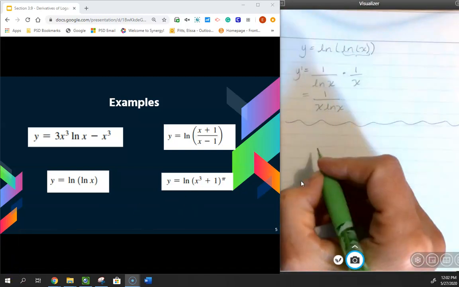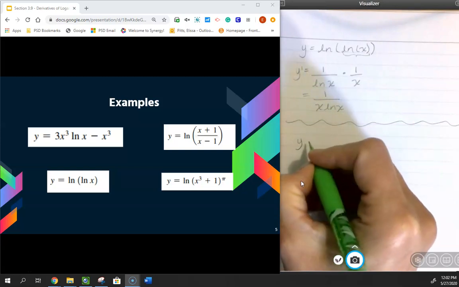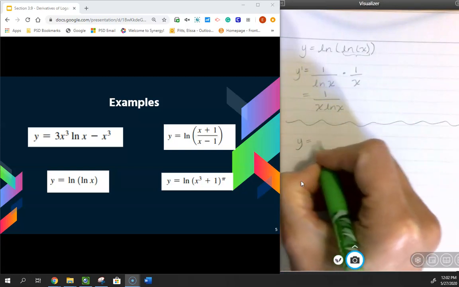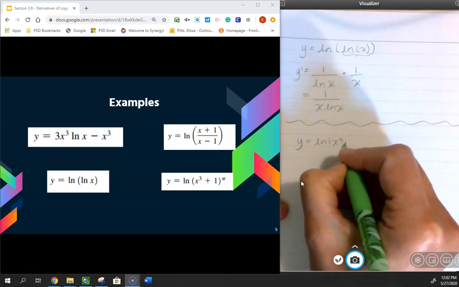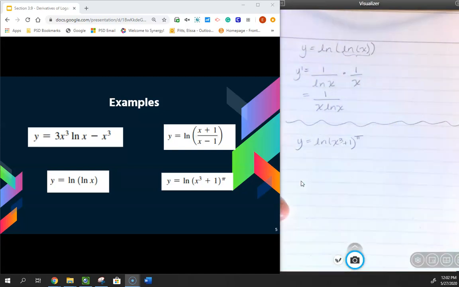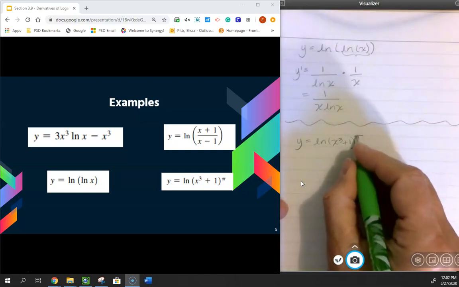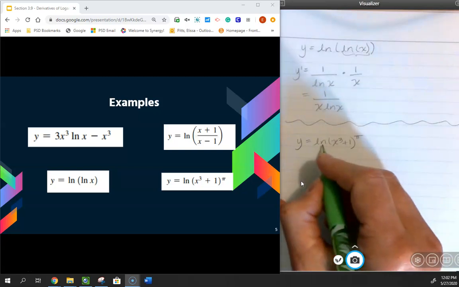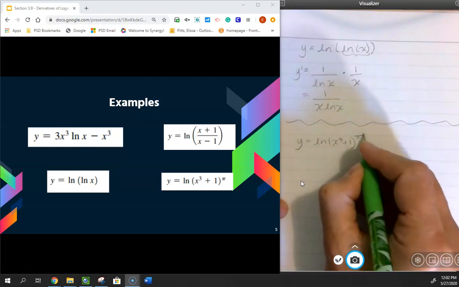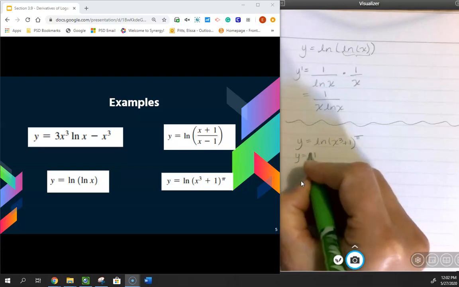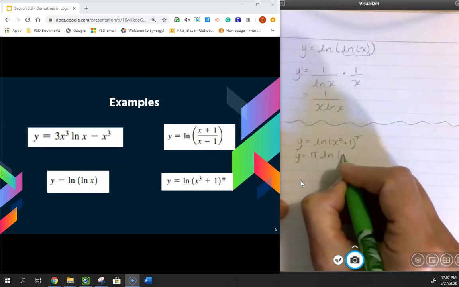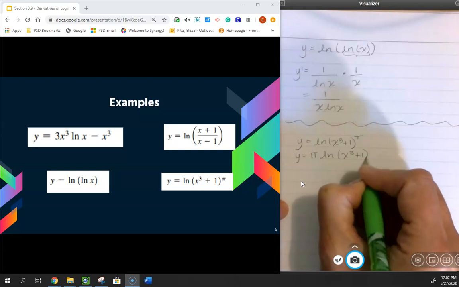y equals the natural log of (x cubed plus 1) to the pi power. They often try to freak you out with putting weird exponents here, and we're going to deal with it just like that was a regular number. Properties of logs is that if you have an exponent inside the log, you can bring it down in front of there, and those are equivalent.